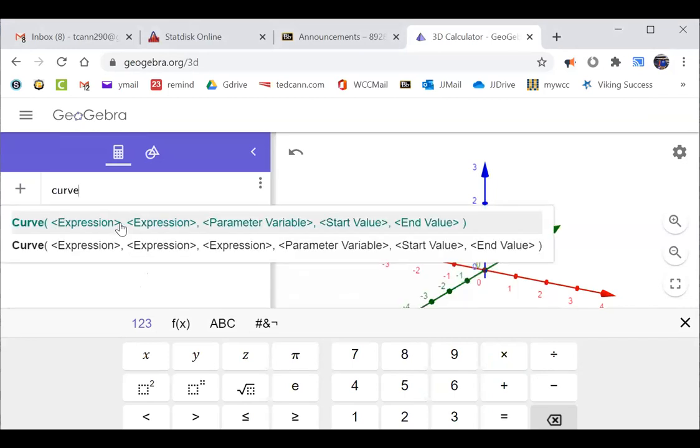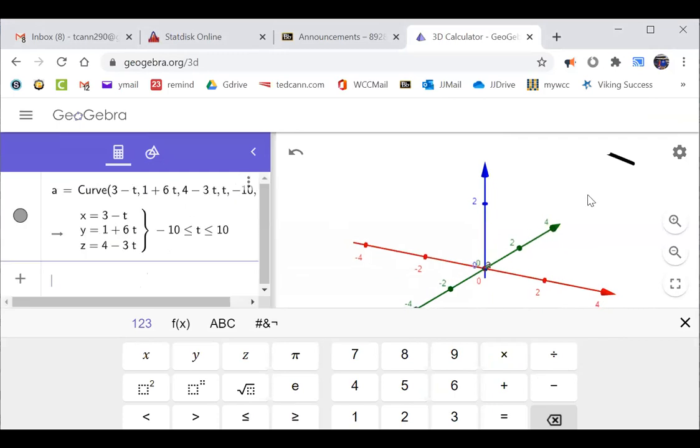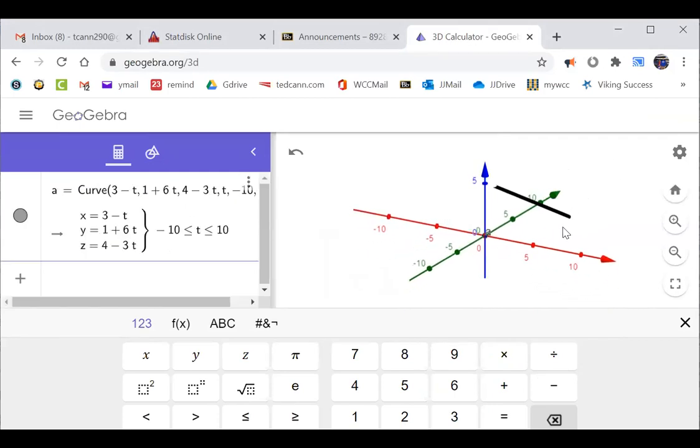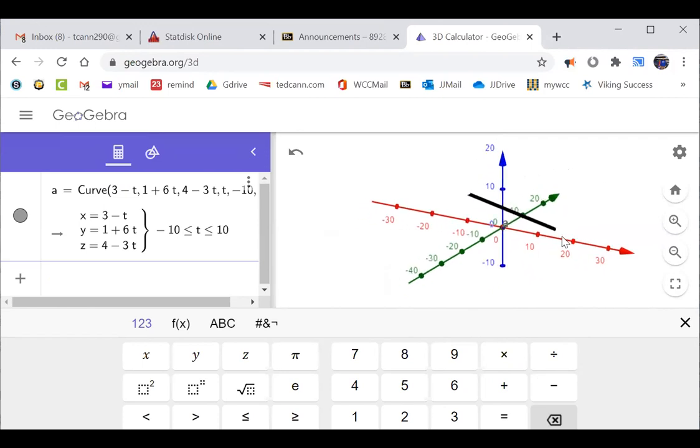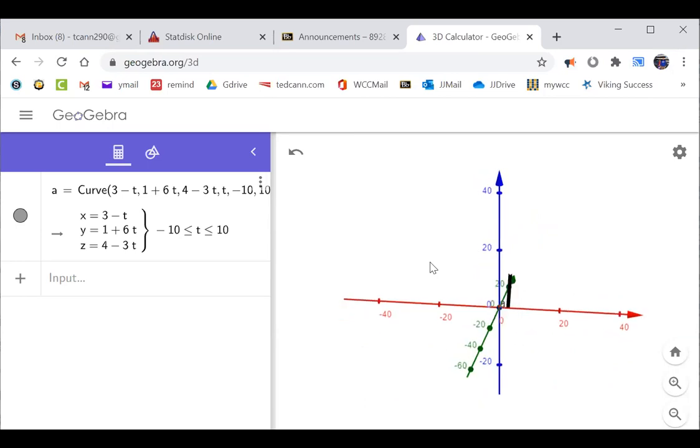So curve 3 minus t, comma 1 plus 6t, comma 4 minus 3t, comma t, comma negative 10 to 10. Zoom out. Make sure that you have a sufficient amount of line showing. We got a reasonable amount of line showing here.